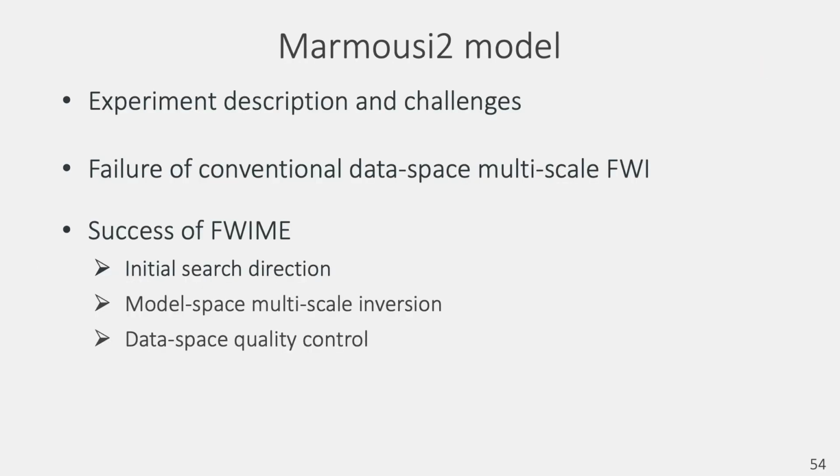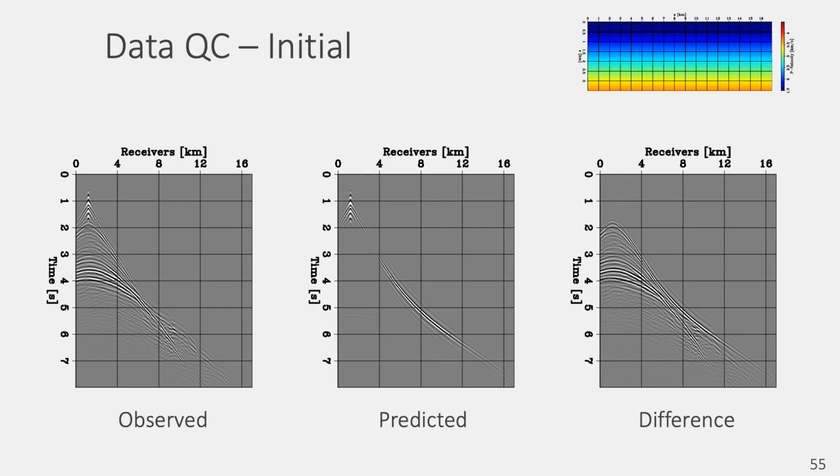The next step is to analyze our inversion process, but from the data space perspective. The left panel shows the observed data for a shot located at a horizontal position of 1 kilometer. The middle panel is the predicted data computed with the current velocity model estimate, shown in the panel located in the top right part of the screen. And here the velocity model is the initial model. Finally, the right panel is the difference between the observed and predicted data. Each panel is displayed with the same grayscale.